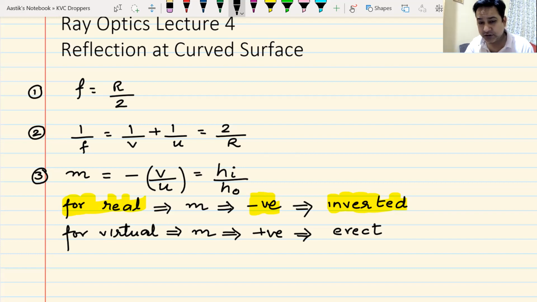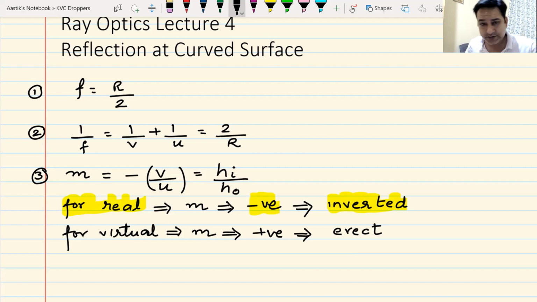I had also talked about the focal length of a concave mirror and the focal length of a convex mirror. I have talked about the sign convention. What about the focal length of a concave mirror? Will it be positive or will it be negative? Positive, sir.